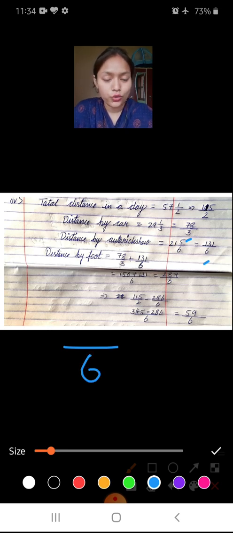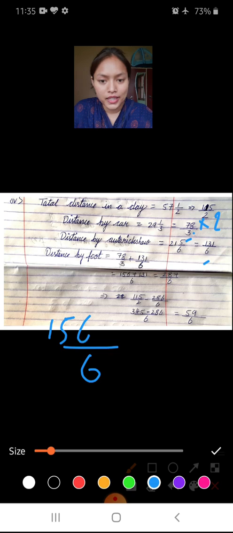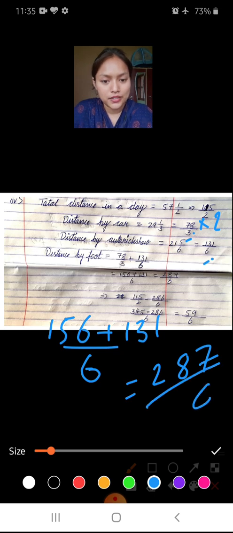Now after this, what do you have to do? You know 3 times 2 is 6, yes or no? So we have to multiply 78 by 2, and we will get 156. Then 6 times 1 is 6, so we multiply 131 by 1 and get 131. Then we add them and get 287 by 6. So this is the total distance traveled by auto rickshaw and car together.